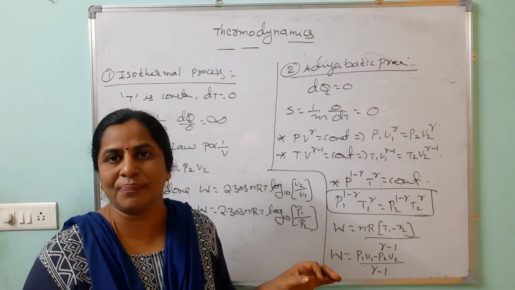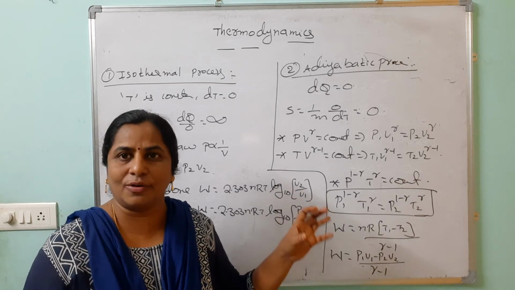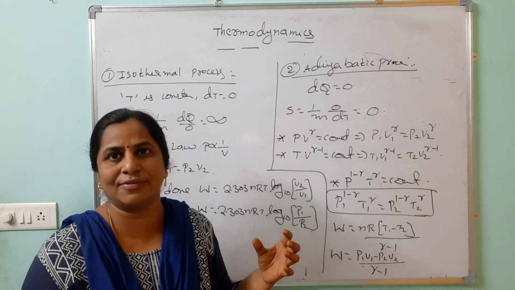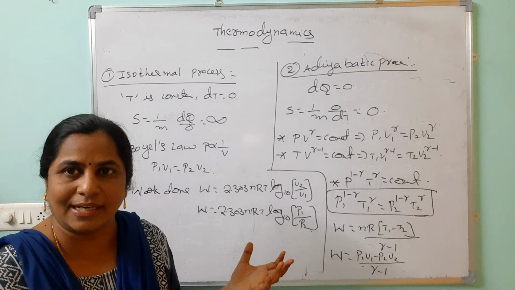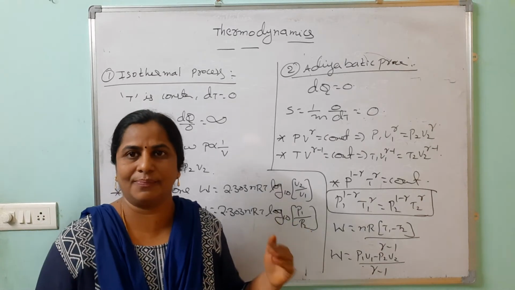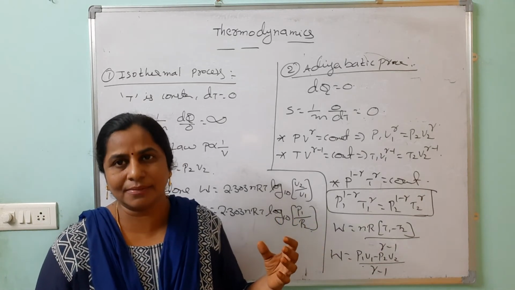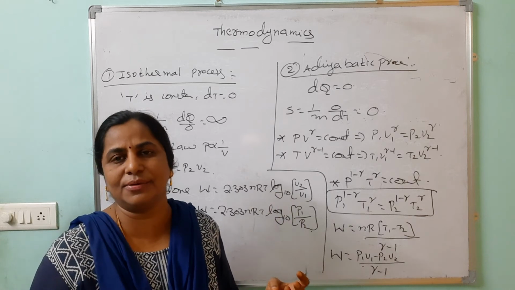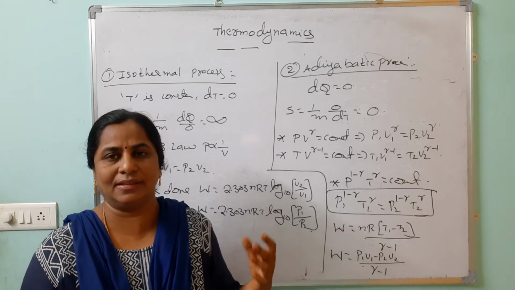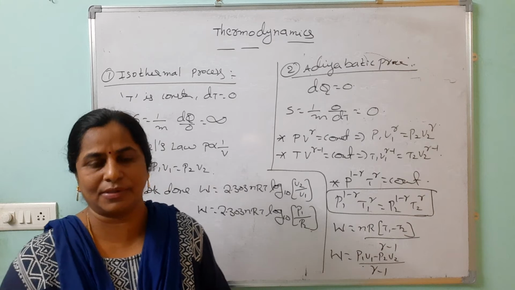The next process is the isochoric process. At constant volume, the system changes from one state to another state. That is called what? Isochoric process. Then the fourth one is where the system changes from one state to another state at constant pressure. You can say that is the isobaric process.